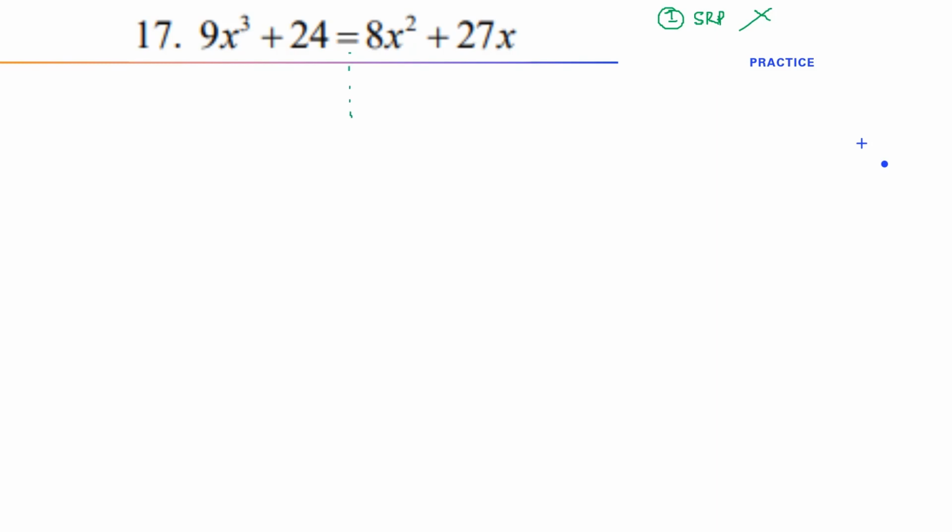So I subtract both sides by 8x squared, and subtract 27x. Why do I subtract it? Because I can cancel that one on the right-hand side and make it equal 0. On the left-hand side, just rewrite it. Right?